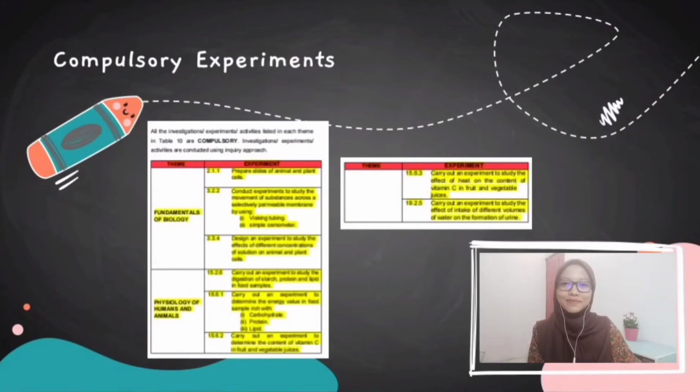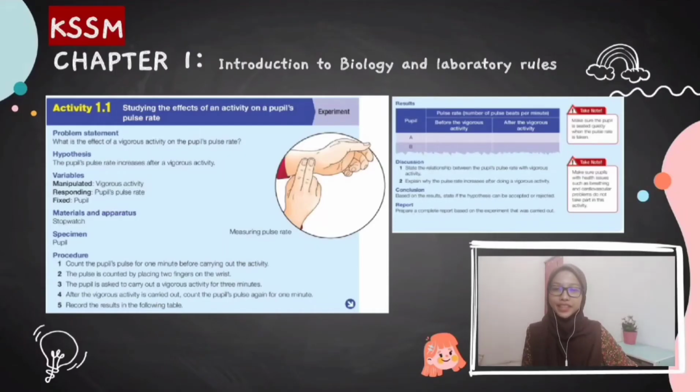Let's go. In the first chapter, there is only one experiment suggested, which is to study the effects of an activity on students' pulse rate. This is a good introduction experiment as students can experience this experiment by themselves, which makes it more interesting.